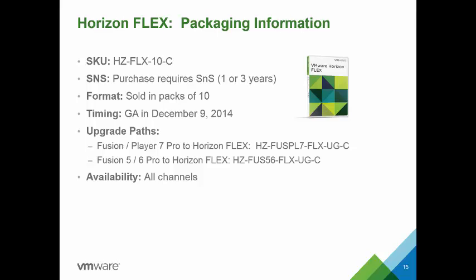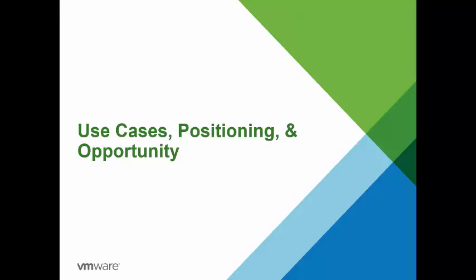Horizon Flex is sold on a per device basis and in packs of 10. The product went GA on December 2nd, 2014. And at the moment there are 2 upgrade paths. If you already have Fusion or Player products installed, you can go from Fusion Player 7 Pro to Horizon Flex, or you can go from Fusion versions 5 and 6 Pro to Horizon Flex. If you need more details on that, we'll have more information coming, since this is just newly released.